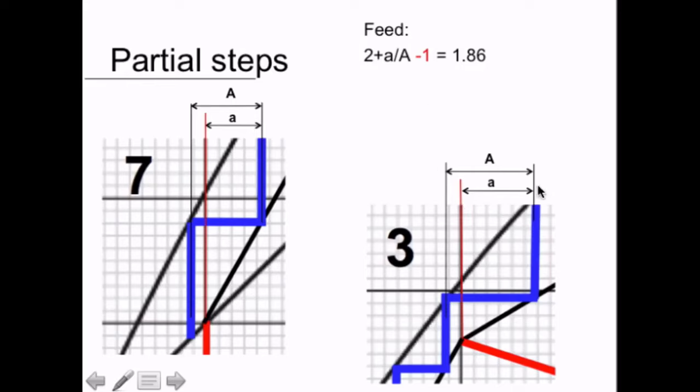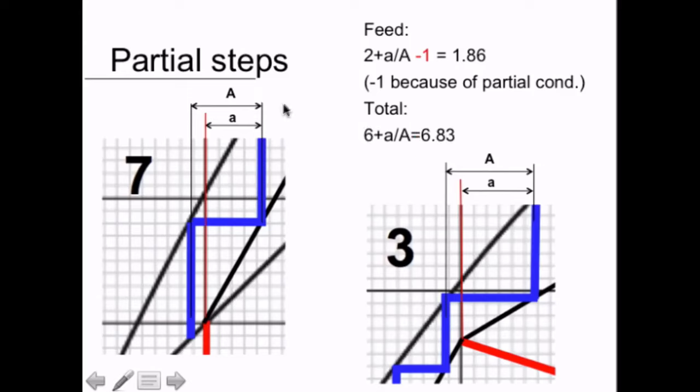Well, how far should we get? Well, we can take this distance here from this line here to this line here. So how far away are we from the place where the two lines intersect, the two operating lines? So small a divided by large A, and then we deduct 1 because we have a partial condenser up there. So that's 1.86. The total number of equilibrium stages, that's 6 something, and we do the same thing here.